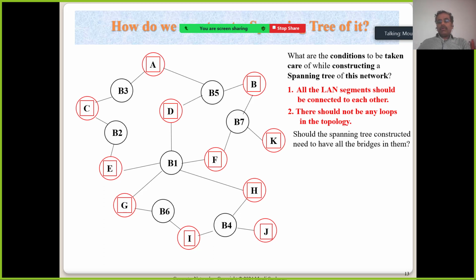Should the spanning tree constructed need to have all the bridges in it? When I say spanning tree, I mean the final tree whose segments are connected through some bridges. No segment can be connected without a bridge, right? Because the bridge is the entity which allows you to connect two land segments. So they cannot exist without a bridge being connected somewhere. But can I have a bridge which is not in my spanning tree? It is possible. Let us see.